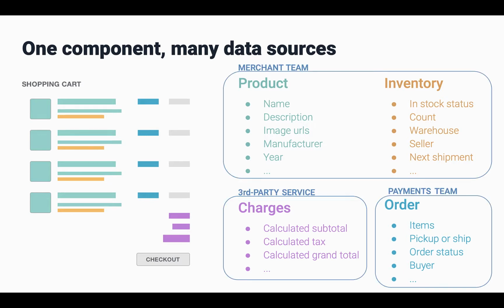These data sources may not be co-located in a single database or even managed by the same teams. For example, a company may have separate divisions for handling merchandise and orders. They may also use third-party services to help with things like calculating sales tax according to buyer location.